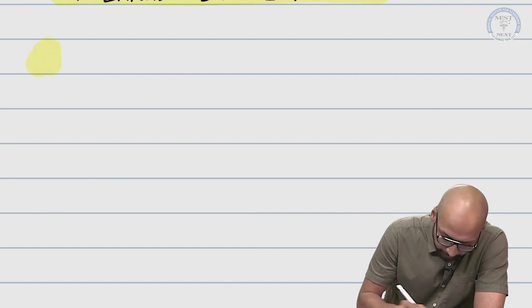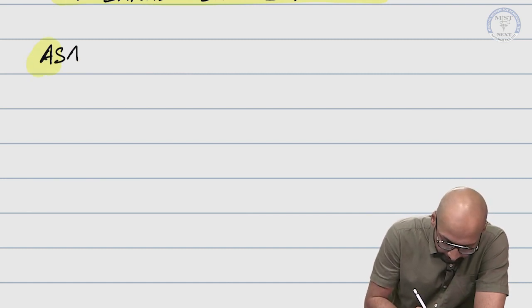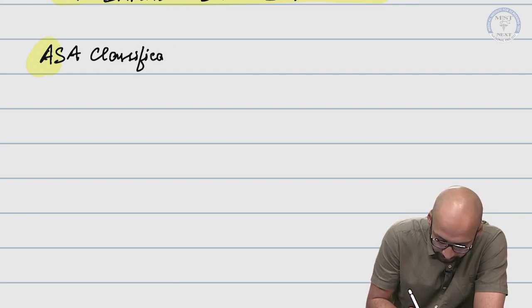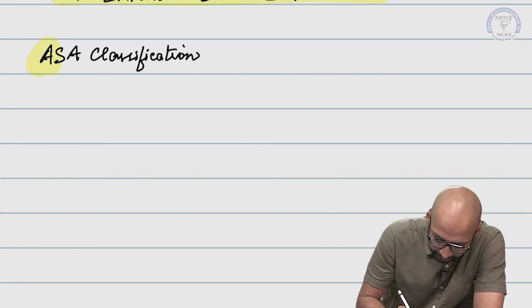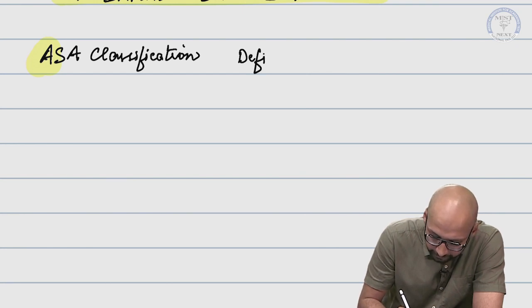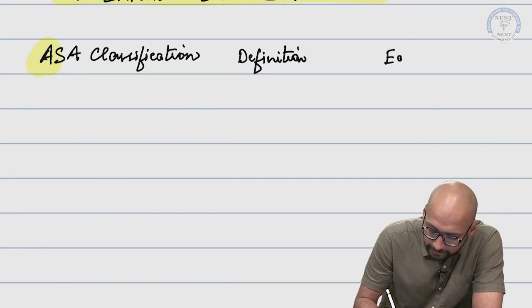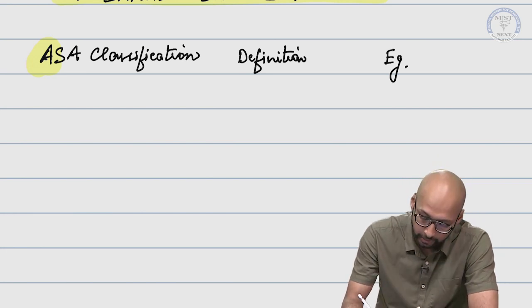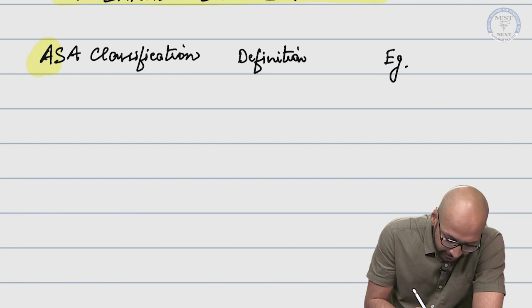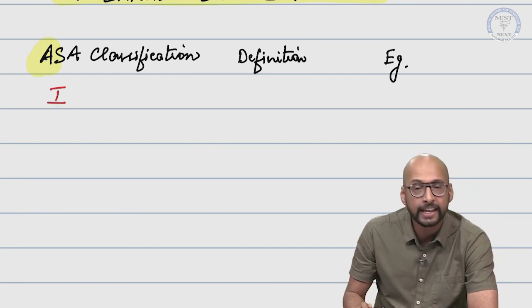ASA classification, definition of that, and examples for each and every grade, right? So first it is ASA grade 1. Now what is ASA grade 1?